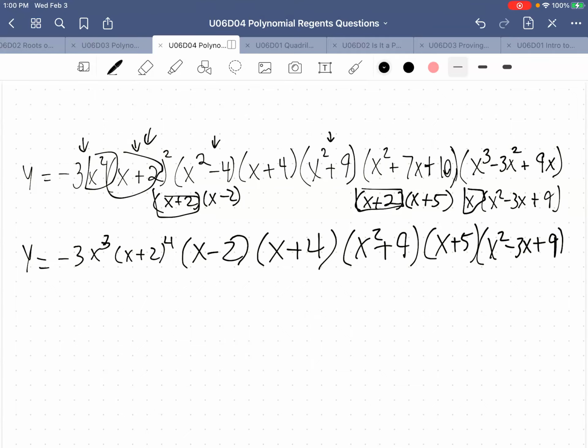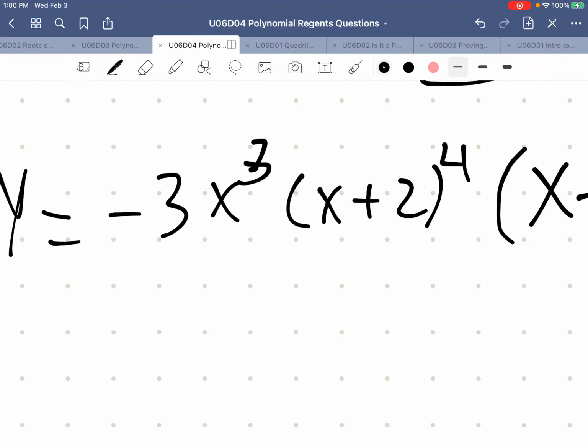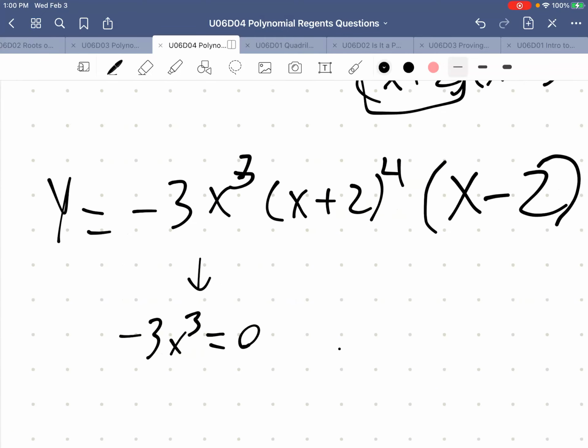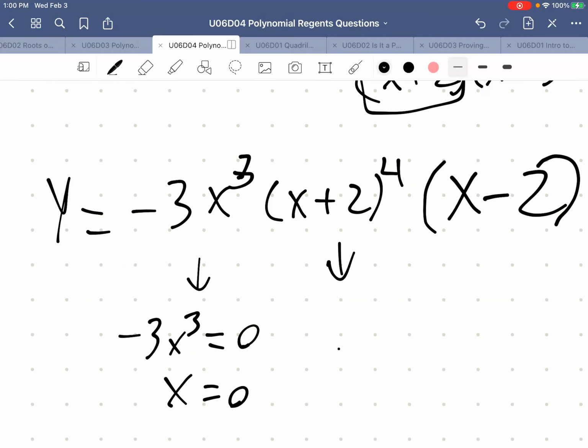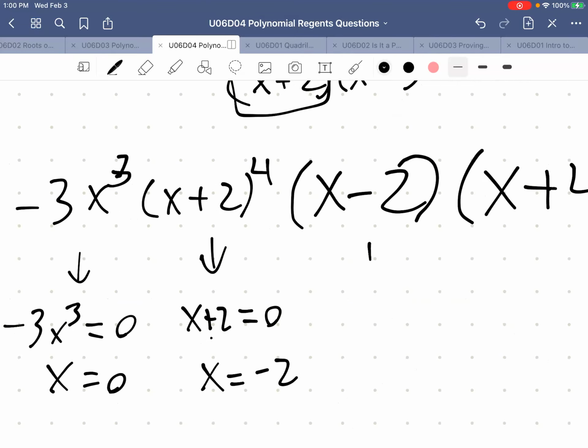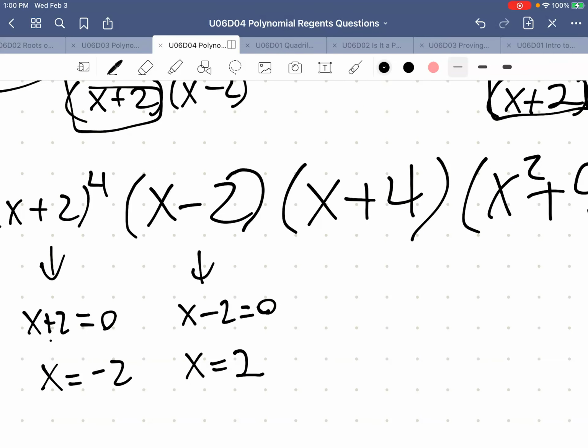So let's go through and find all the zeros. So what we're going to do is we're going to set each of these equal to 0 and solve. So our first factor, negative 3x to the third equals 0, will only equal 0 when x is equal to 0. All 4 of the factors of x plus 2 will be equal to 0 when x is equal to negative 2. The factor of x minus 2 will be equal to 0 when x is equal to 2. The factor of x plus 4 will be equal to 0 when x is equal to negative 4.